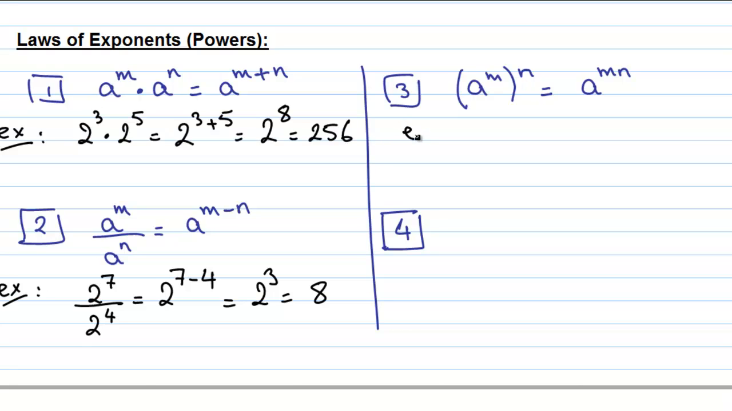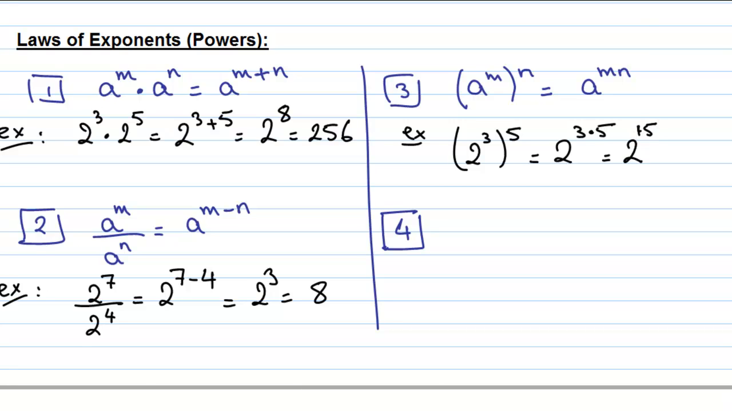An example for this one, let's say I have 2 power 3 all power 5. If I want to simplify this, we apply this rule. So I multiply 3 and 5. So it will be 2, 3 times 5, 3 times 5. The answer is 2 to the 15.